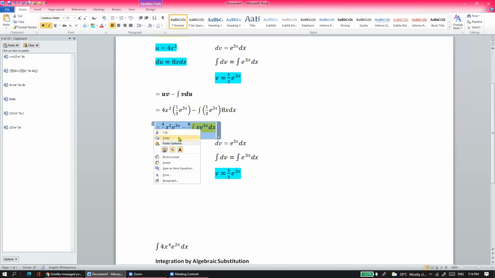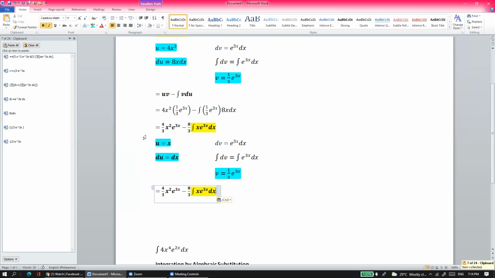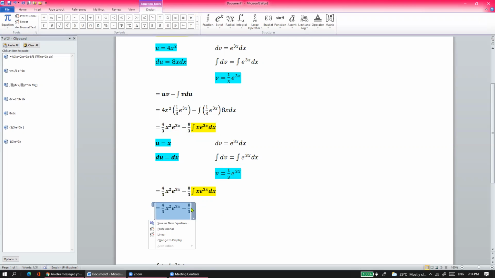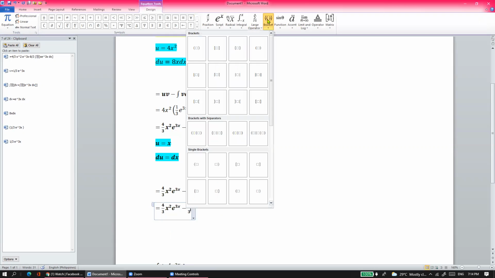Kukunin ko uli yung equation natin kanina, at ito siya, no? Since dito tayo sa naka-highlight na yellow, ganito na naman ang mangyayari niyan. Yung naka-highlight na kulay yellow, yung naka-integral na yan, alisin ko muna, kasi mag-integration by parts tayo uli. So maglalagay ako ng brace dito, para maganda tingnan yung equation.